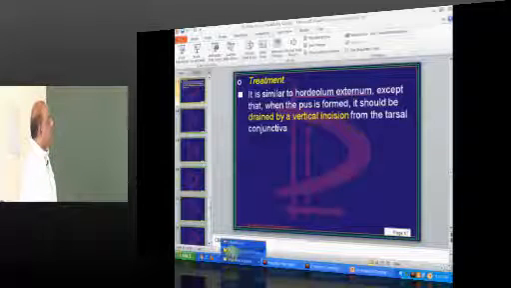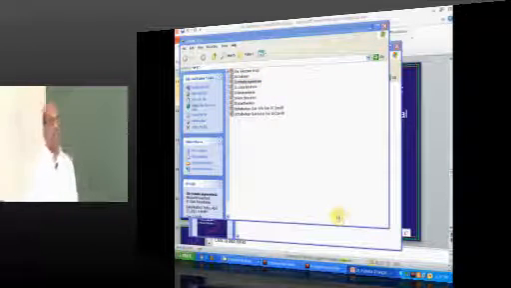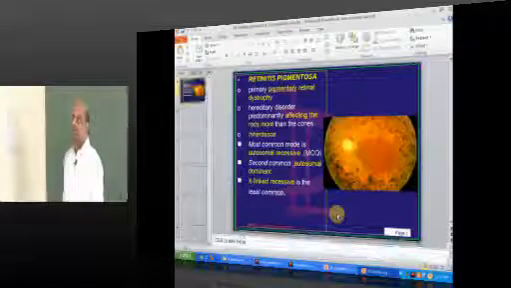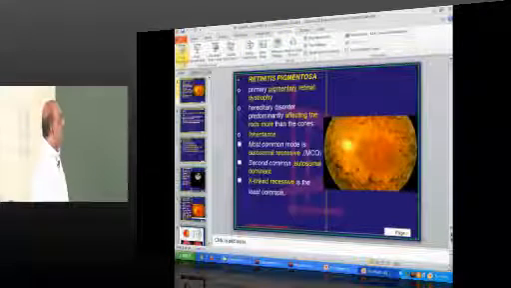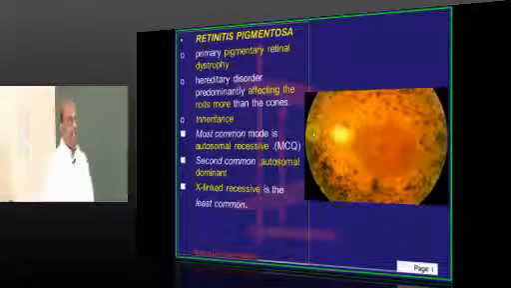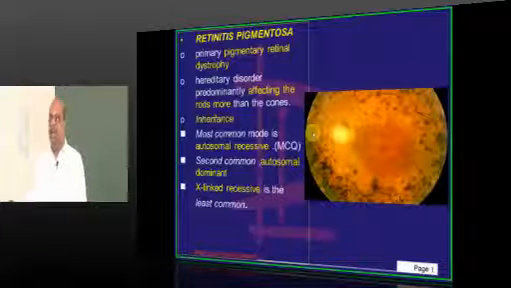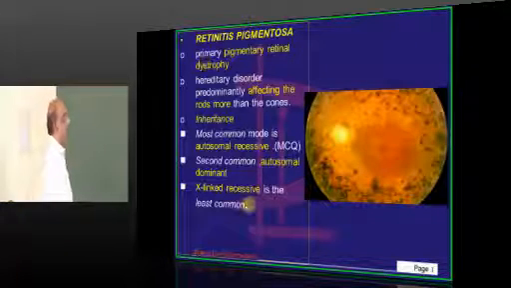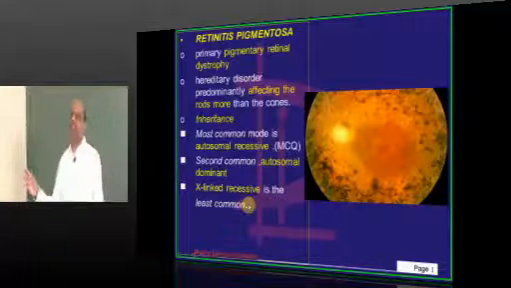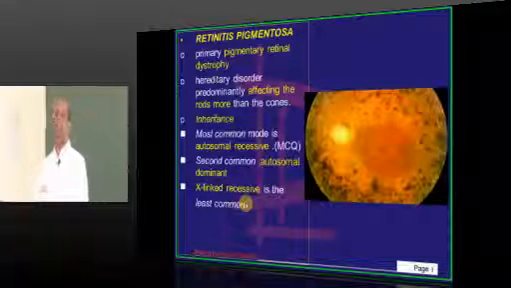Now let us take up the next important issue, which is retinitis pigmentosa. Typically, retinitis pigmentosa is a primary pigmentary retinal dystrophy. Primary, no reason. It is a retinal dystrophy fundamentally. So you have rods, you have cones in the retina. What is involved in retinitis pigmentosa?